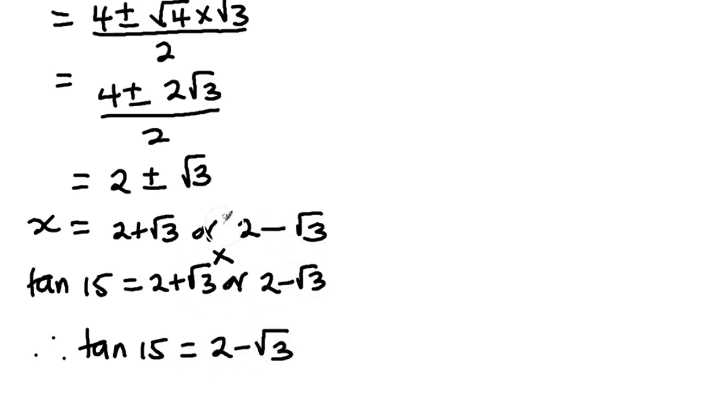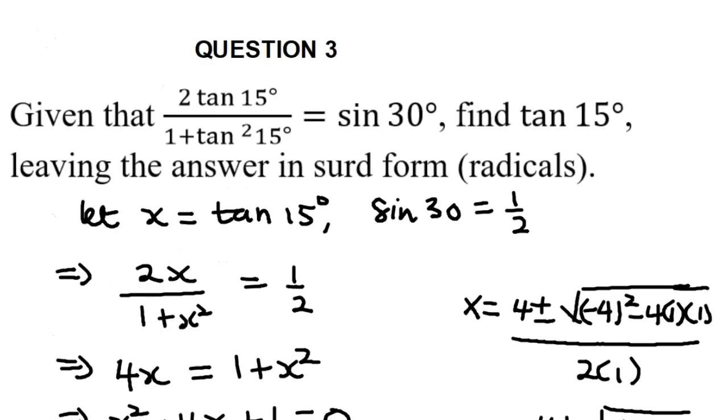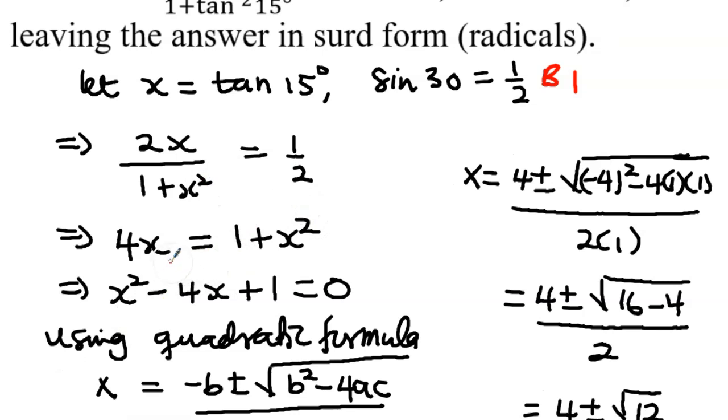Let's see how we are going to score them, the marking scheme. According to the scheme, if a student is able to identify that tan 30 is half, that is B1, and then setting up the equation, cross multiplying, the student is going to get M1, then getting the correct quadratic equation A1.